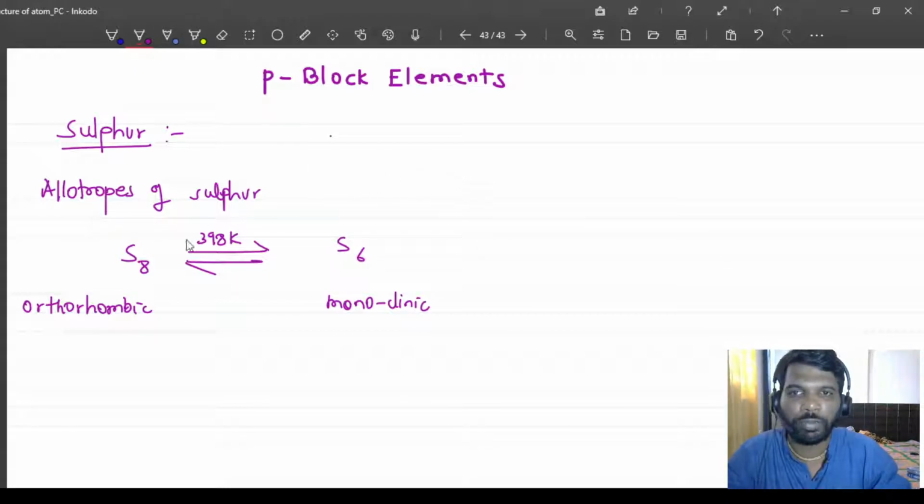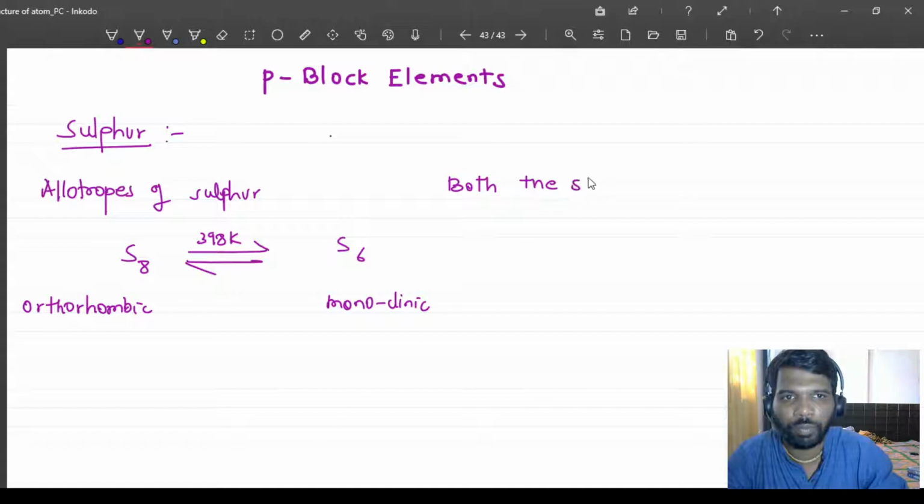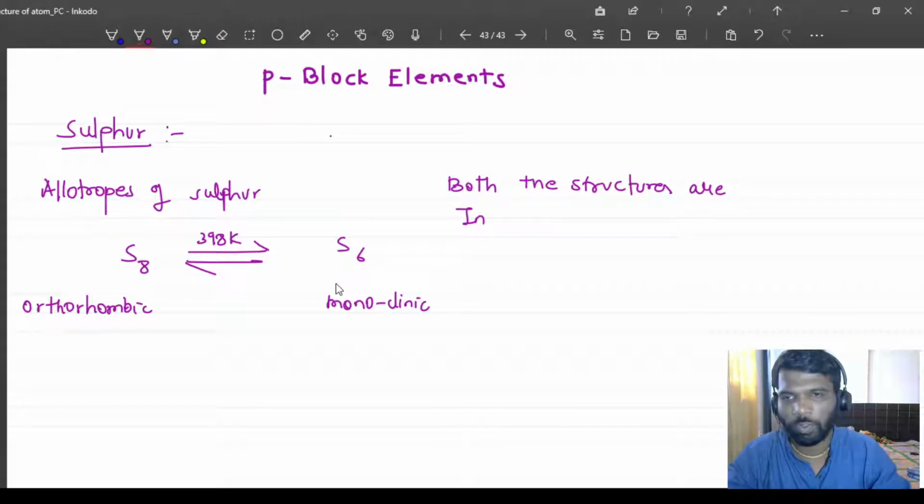Both the structures, both S8 and S6, are interconvertible because one form of the sulfur could be converted to the other. So, interconvertible.